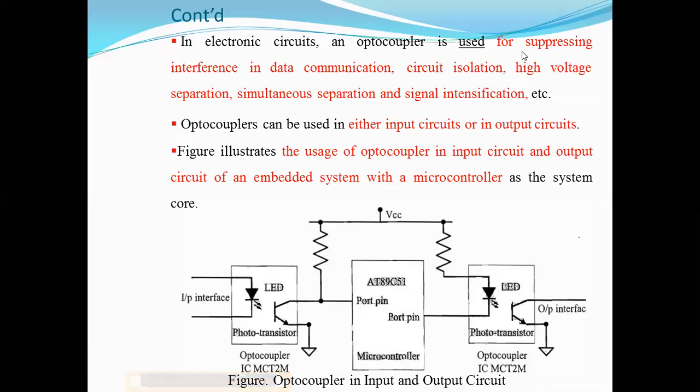So basically you can see here what these optocouplers are used for. They are used in suppressing interference in data communication, circuit isolation, and high voltage suppression. That means I have just given the example here: the input pin should not be given a high direct voltage, otherwise it will get damaged, so the voltage is suppressed. However much voltage you want, that suppressed voltage is given to this particular pin. In that case, optocouplers are used in the embedded system.